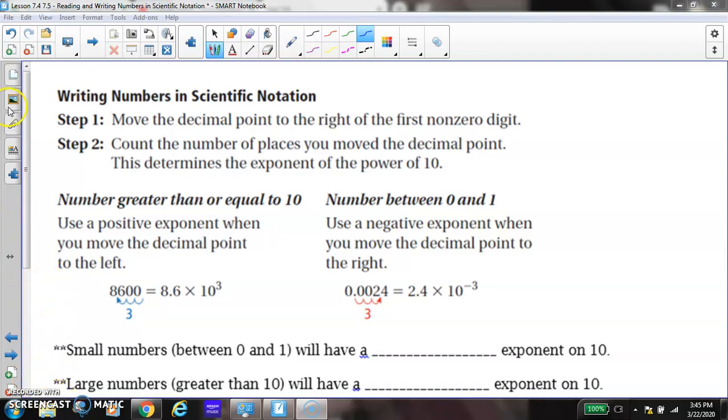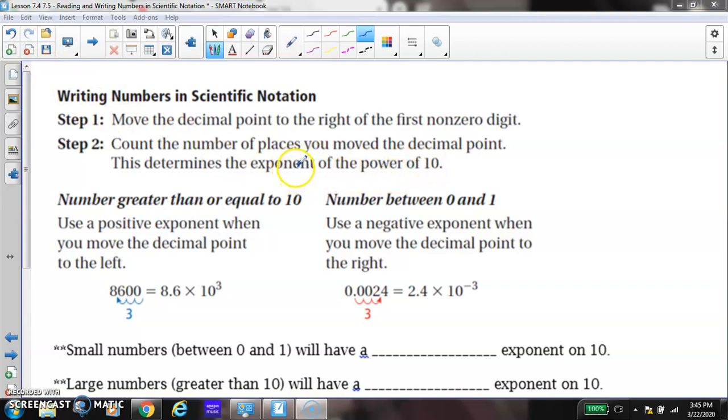For the second part of your lesson, we're using the same note taker as before too. Now we're going to be doing the opposite situation. Now you're going to be given a very large number, and then you're going to practice writing it in scientific notation. So your first step is to move the decimal point to the right of the first non-zero digit. Count that number of places you've moved the decimal point, and this determines the exponent on 10.